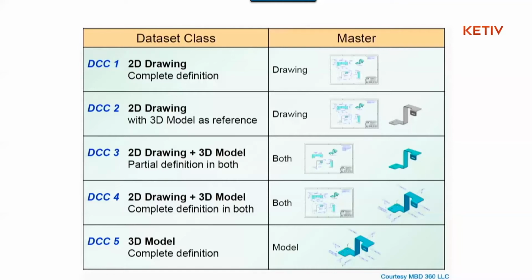DCC essentially stands for Data Set Classification Code stages. So again, DCC1, 2D drawings. This is your basic AutoCAD stuff. DCC2, again, 2D drawings, but referencing a 3D model. So that's typically what we're already used to. Now, DCC3 and DCC4 is where we're heading, or that's where we're at right now.